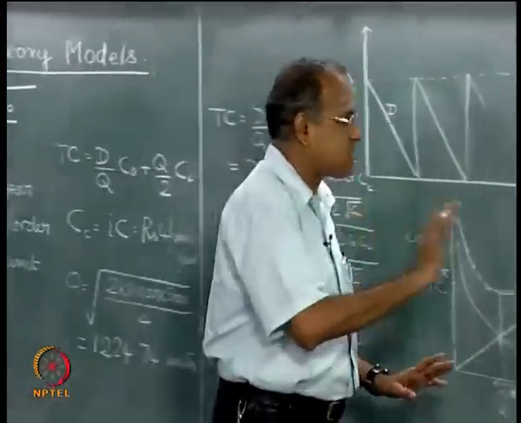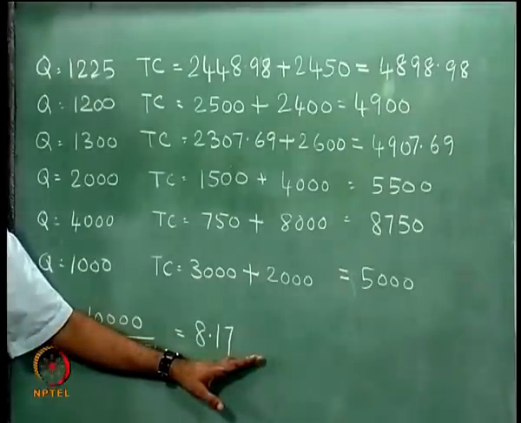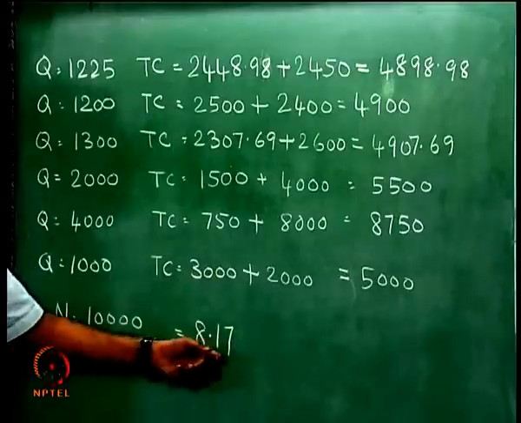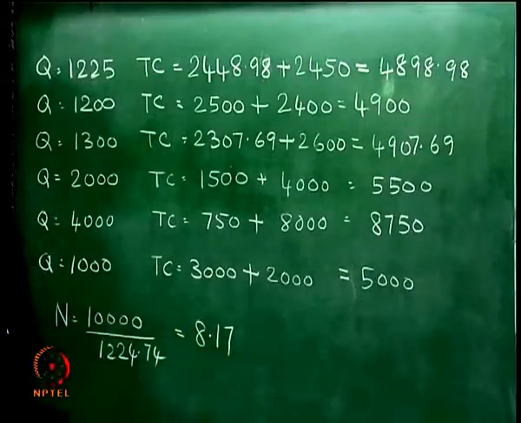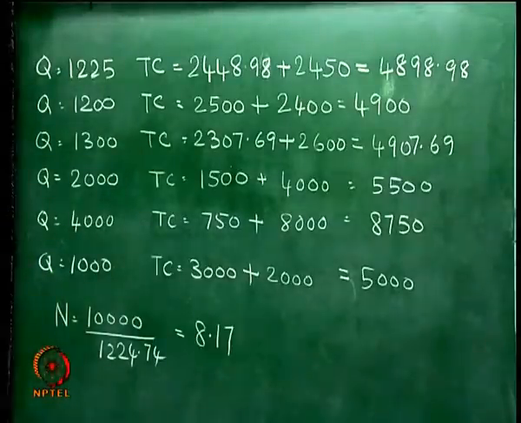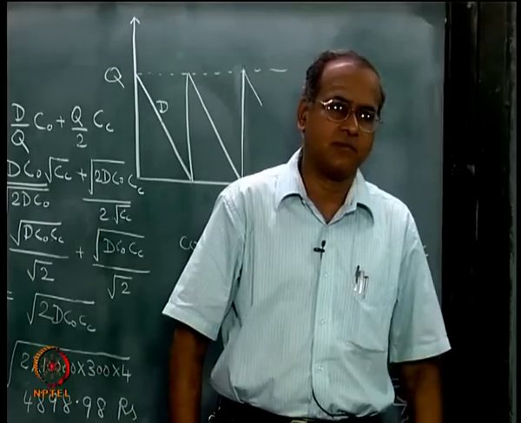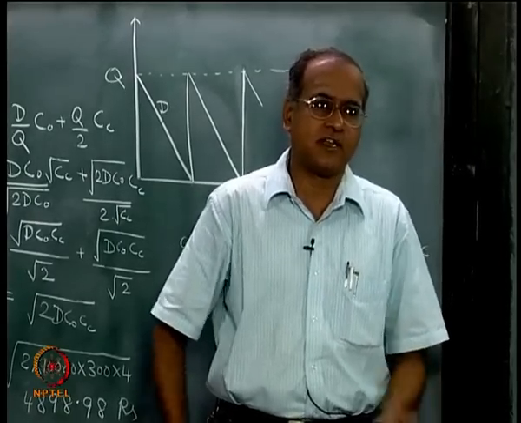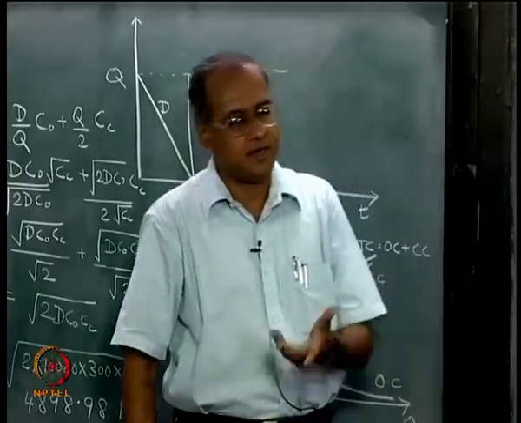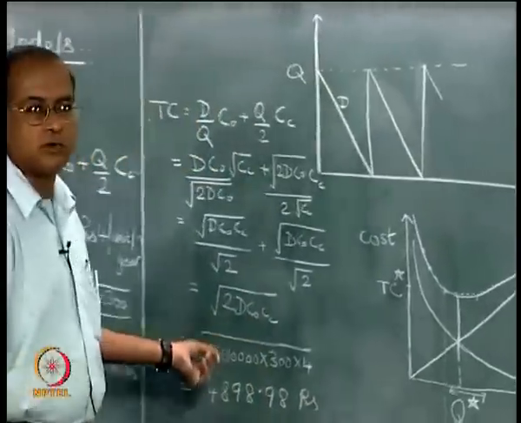As such, there is no sanctity about the fact that this has to be an integer. It simply means that if it is 8.17 orders per year, and if the year comprises 365 days, then it is like every 47 days I place an order. So every 47 days or every 46 days I place an order. A plus minus 1 day does not matter at all. The order quantity can be adjusted suitably.